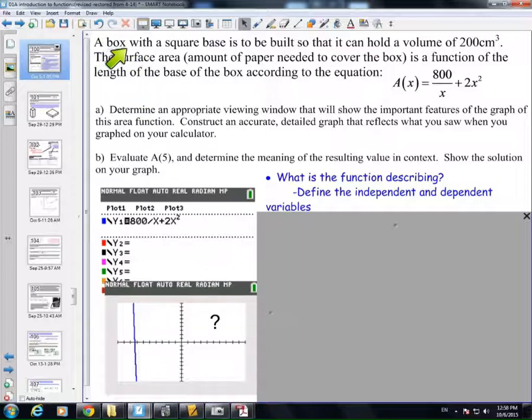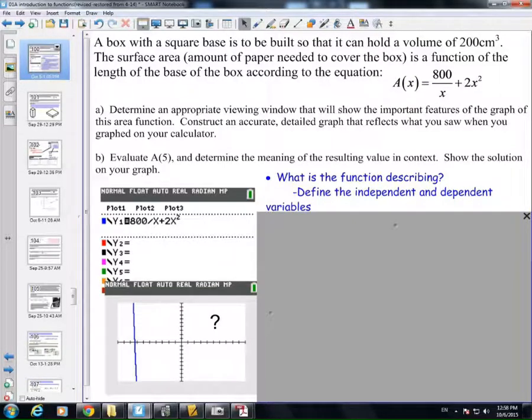We have this box, and it has a square base, and it's going to have a volume of 200 cubic centimeters. So this is just some facts about the shape that we're dealing with. Turns out I can explore the surface area, that's the amount of paper required to cover the box, and that will depend on how long the base of the box is, according to some equation. So apparently if I take 800 divided by x and I add 2x squared, then whatever the length of the box is, I put that here and here, and that will tell me how much area is required to make the box. So it's a convenient little formula.